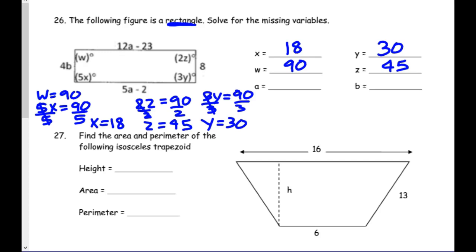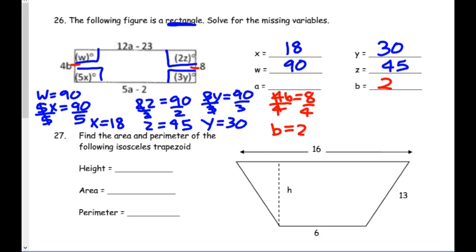Let's do our sides. Actually, real quick. Right angle, right angle, right angle, right angle. So for sides, 4b equals 8. Divide by 4. b equals 2.